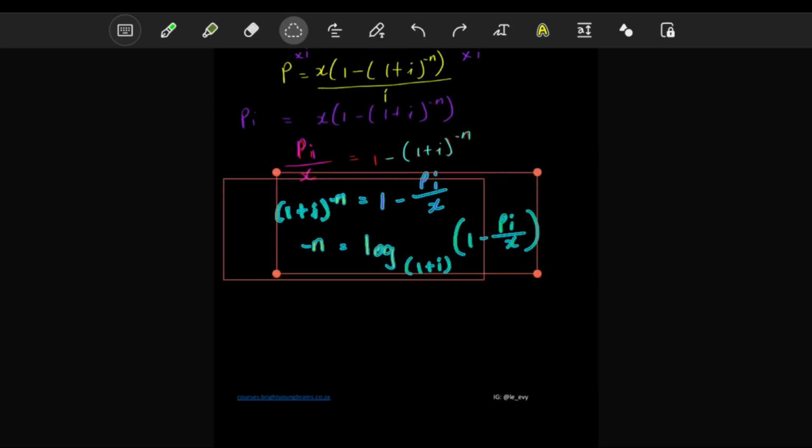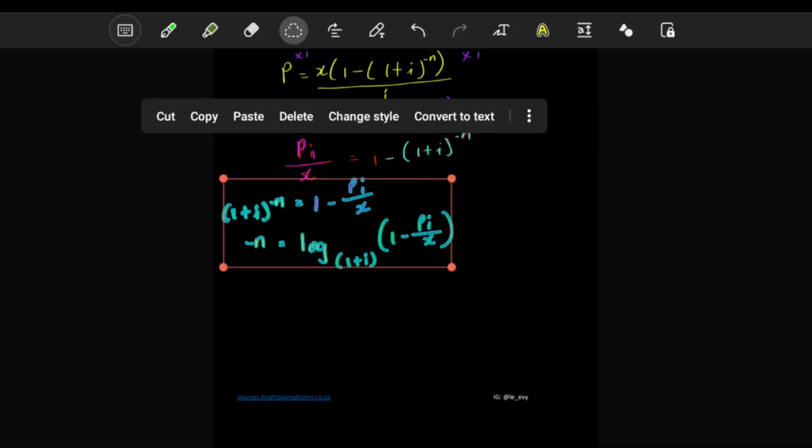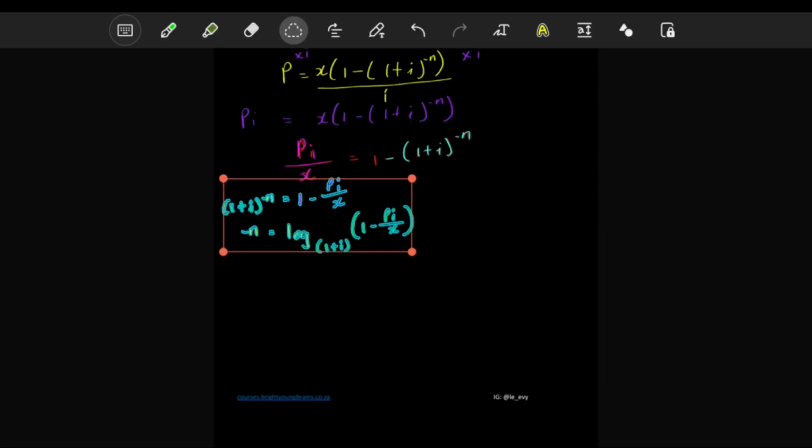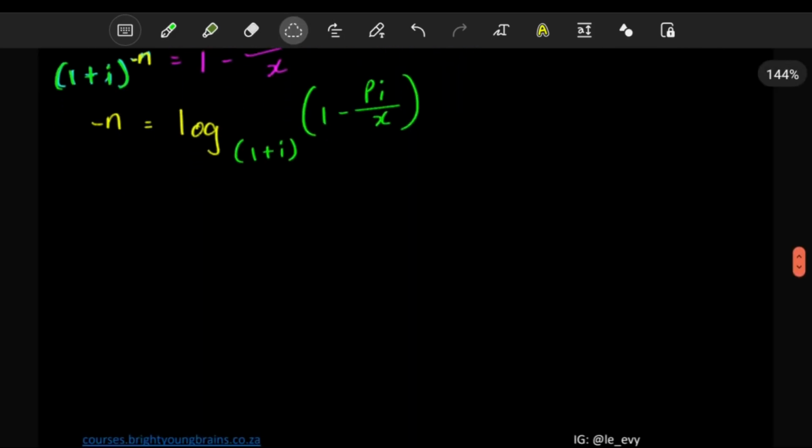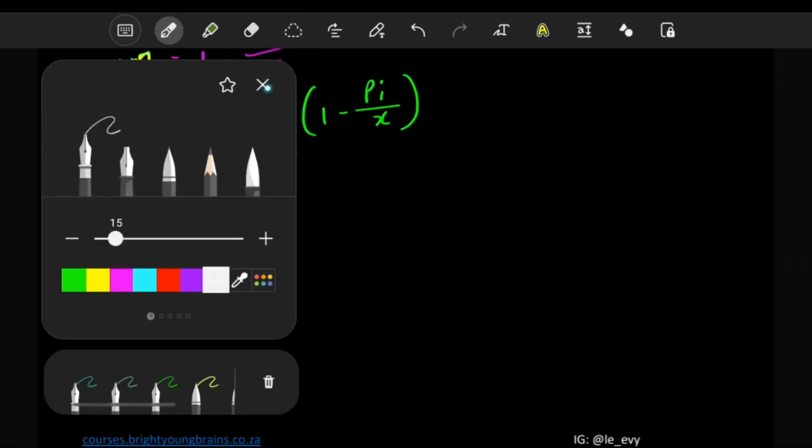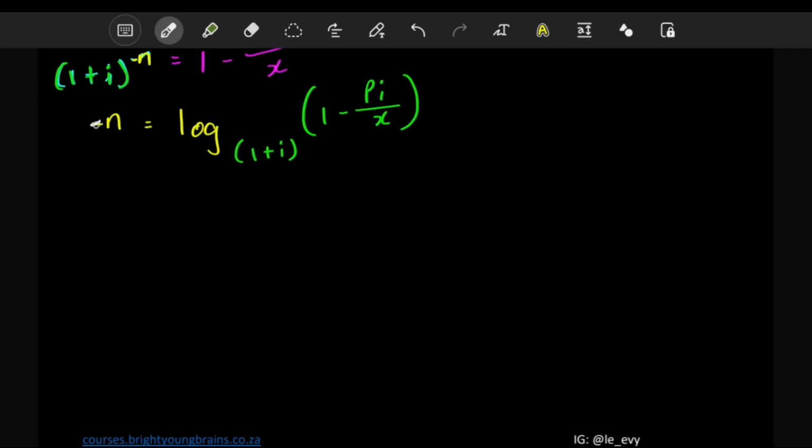So let me create some space. Come on now, there we go. Here we can get a value for n, and then just multiply by a negative so that the negative is gone. Whew, so much information.